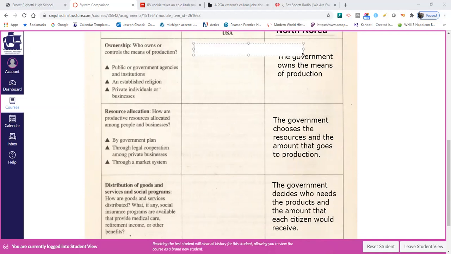So group two, you're going to type in your responses now to questions 1, 3, and 5, because you already did 2, 4, and 6 together, while group one presents to us.